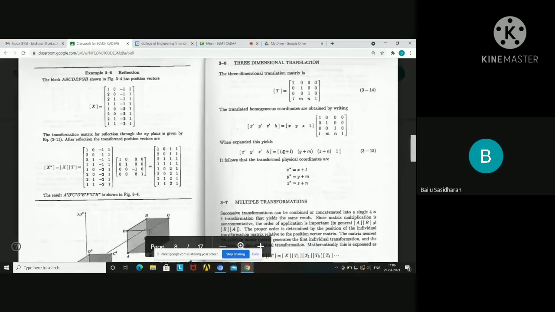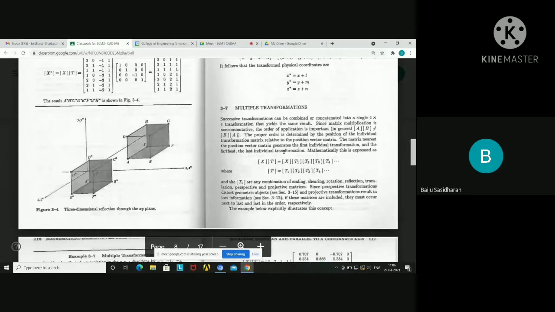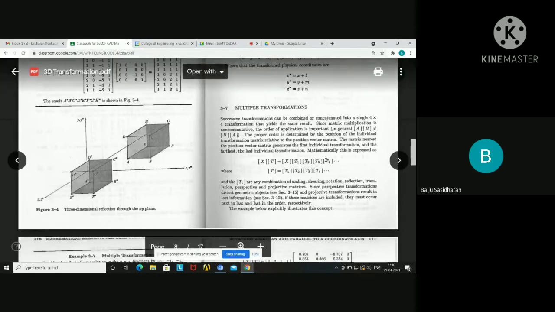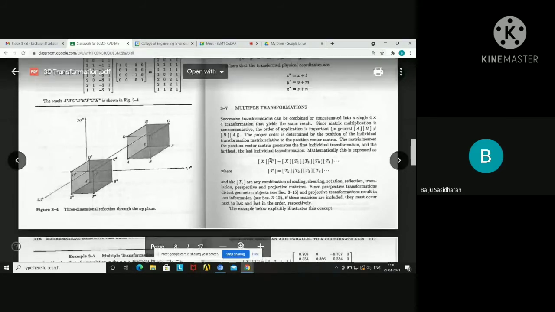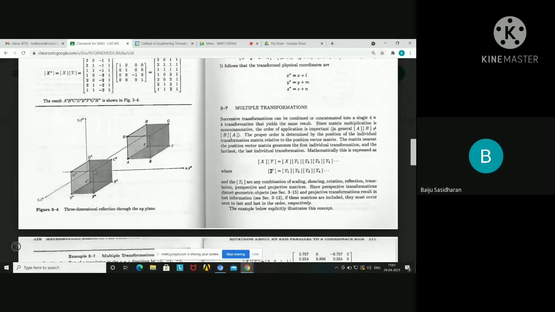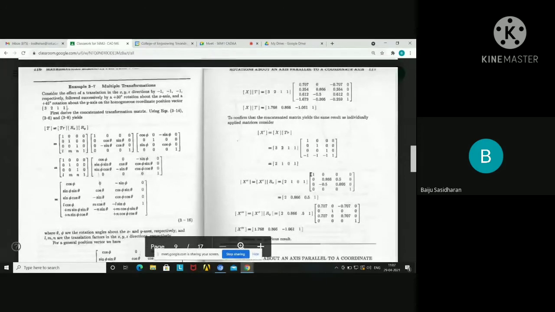Next one is multiple transformations. In the case of multiple transformation, X into T, where T is T1, T2, T3, T4, etc. These T1, T2, T3, T4 may be different transformation operators. They are multiplied together in order to get a single transformation operator, that is the concatenated matrix. So T is equal to T1 into T2 into T3 into T4, etc. This is the multiple transformation.